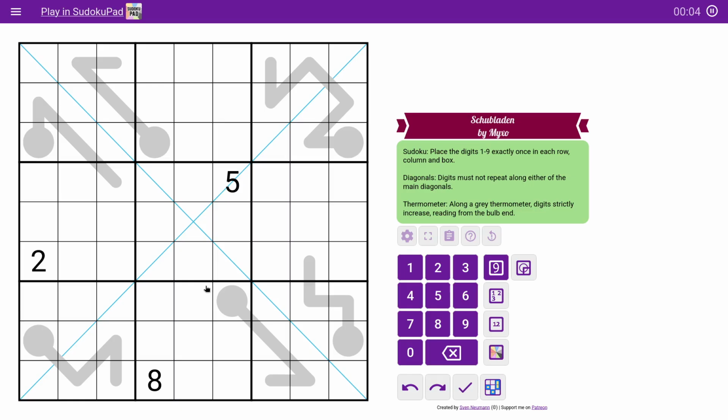Huh. Well, yeah, there's thermometers. The immediate temptation is to start pencil marking on thermometers. But let's take a moment and think. Anti-diagonal rules. The 5 on the diagonal is very suspicious, as are the thermometers dodging the diagonals.